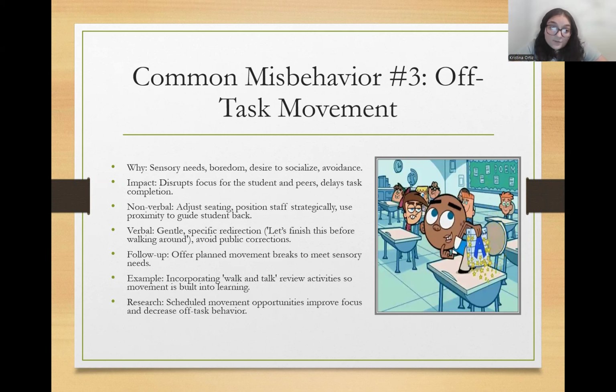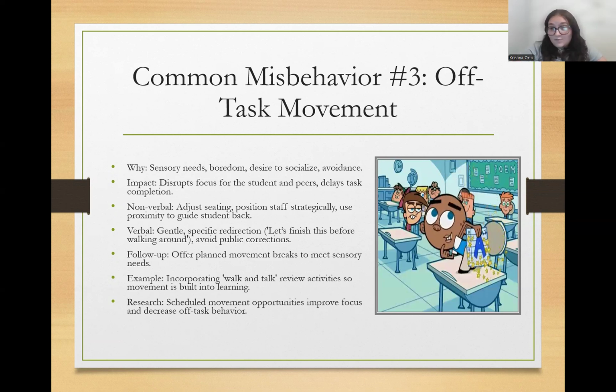Some nonverbal ways we can deal with this: adjust seating, position staff strategically, use proximity to guide the student back. For me, an example, if I had a student who did this, I would place my IA or para near that student so they could just come over and work directly with that student. Some verbal ways: gentle, specific redirection. "Let's finish this before walking around." Avoid public corrections. For follow up, offer planned movement breaks to meet sensory needs.